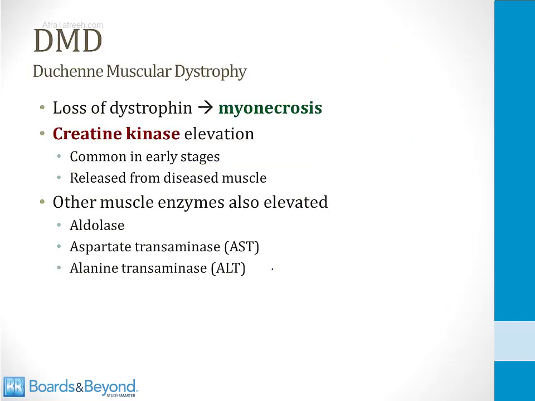When there is loss of dystrophin protein, this leads to myonecrosis. This means that enzymes found inside of muscles can spill into the blood and be detected by blood test. So creatine kinase elevation in the blood is common in the early stages of Duchenne muscular dystrophy. It's released from diseased muscle. Other muscle enzymes can also be elevated in the blood, including aldolase, AST, and ALT.